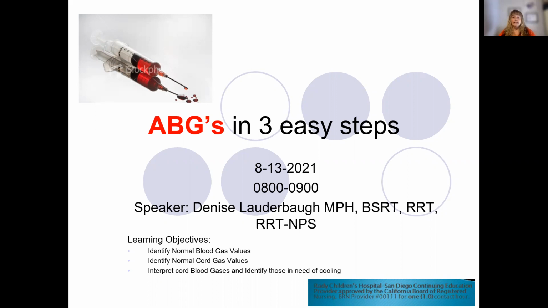Reviewing them in 3 easy steps. So hopefully this will be much easier for you. Our learning objectives today are to identify normal blood gas values and to identify normal cord gas values and to be able to interpret the cord blood gases and identify those patients who might be in need of cooling.